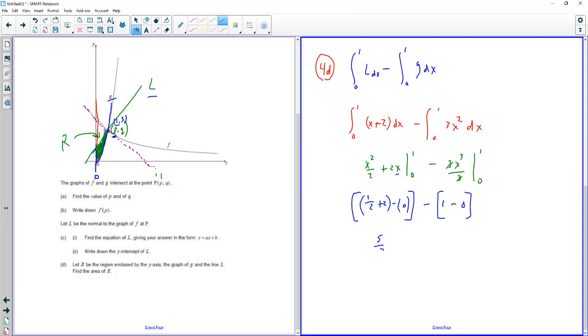2 1/2 is 5 halves, and we're going to subtract 1. So this answer is going to be 3 halves when I do that, because 1 is 2 over 2. So this will be your answer for this question. That's the area. That's not much to that. I thought that was going to be more difficult, but there you go. Okay.